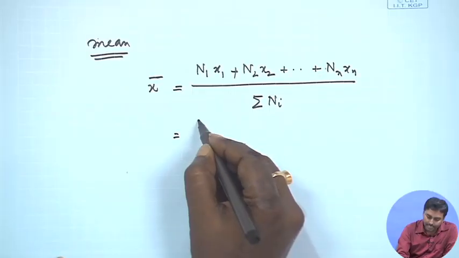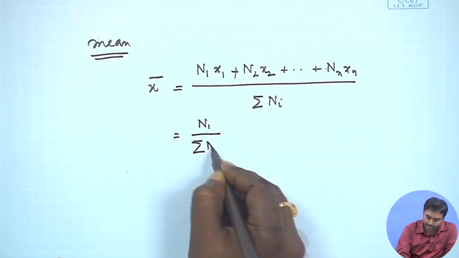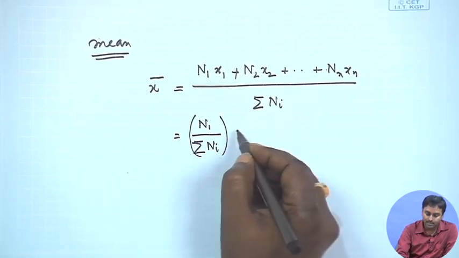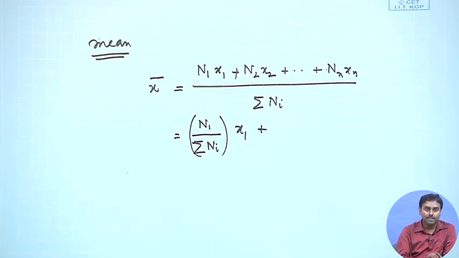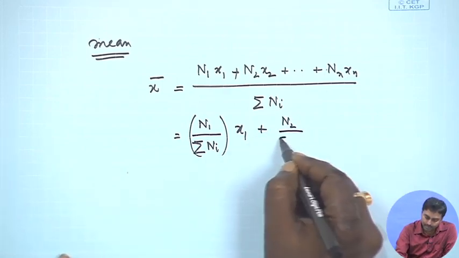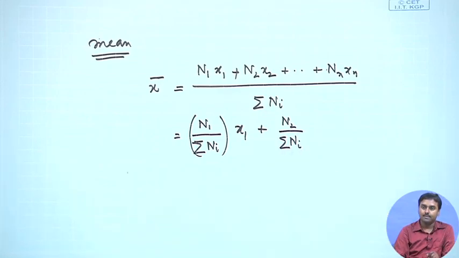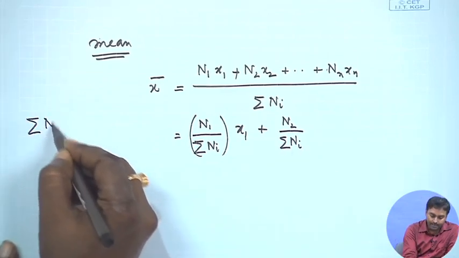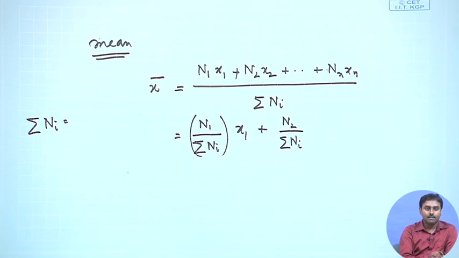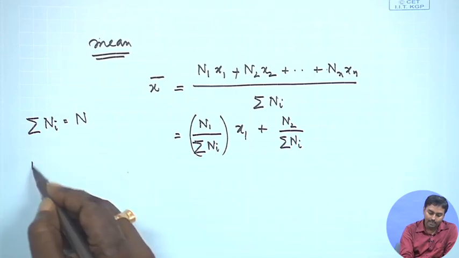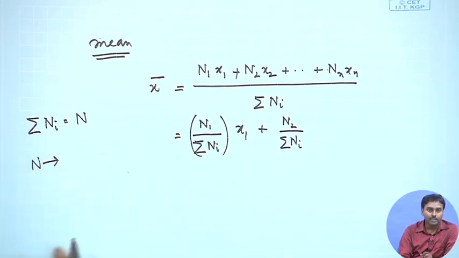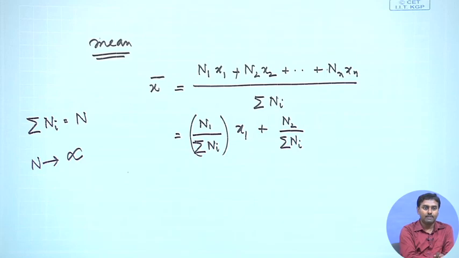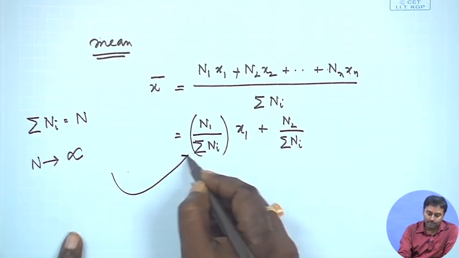Now, let us look a little more carefully. This n1 divided by the summation of ni is a factor which multiplies x1, right. We will always get this kind of factor, n2 divided by the summation of ni, and so on. This summation of ni is actually the number of times I have repeated that experiment, so that is n. My frequency definition of probability was that I take n towards infinity. So, once this goes towards infinity, what happens to this?